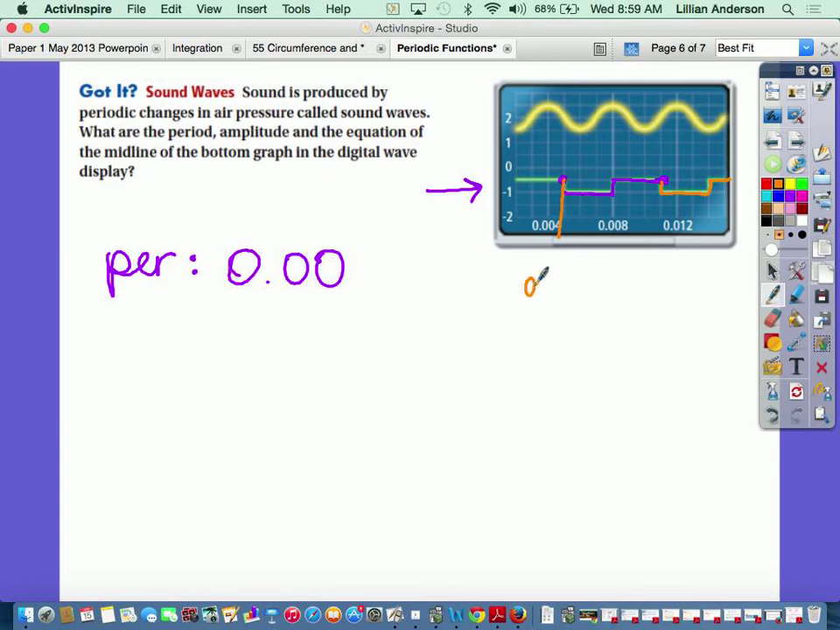So that point was at 0.005. This was at 0.1011. So it should be 0.0066. That should be your period.